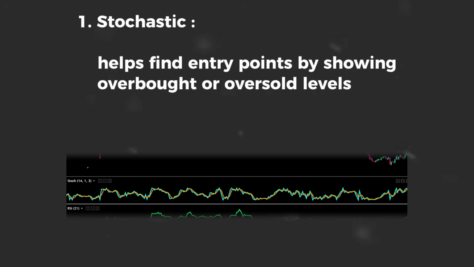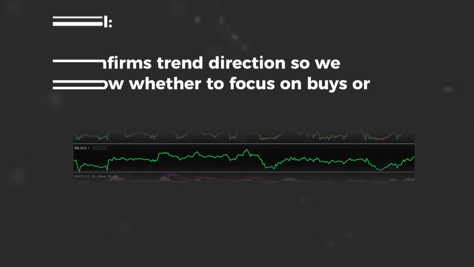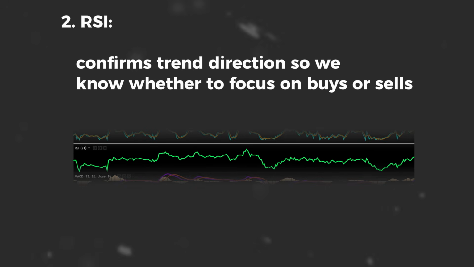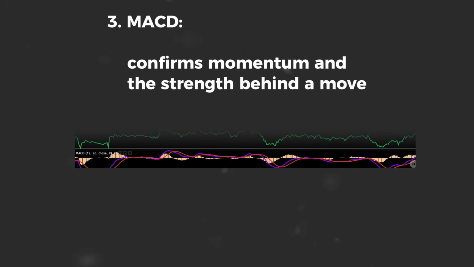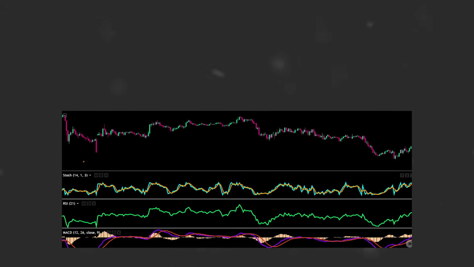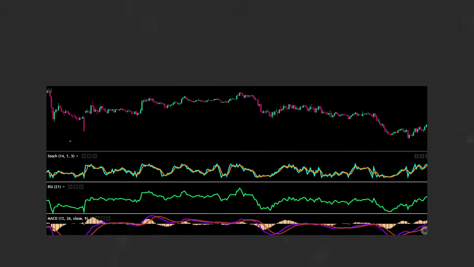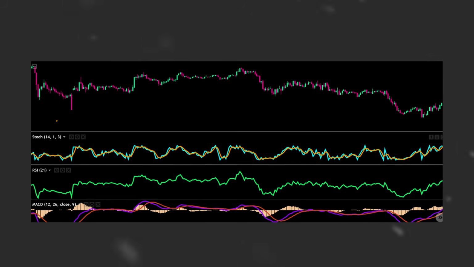Number one, stochastic. This one helps us find entry points by showing when the market is overbought or oversold. Number two, RSI, or relative strength index. It's great for confirming the trend direction, so we know whether we should be focusing on buys or sells. And number three, MACD, which stands for moving average convergence divergence. This one helps us confirm momentum and the strength behind a move. So now that you know what each indicator does, let's dive in and explore them in detail.